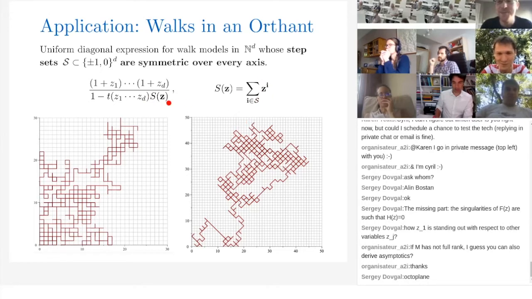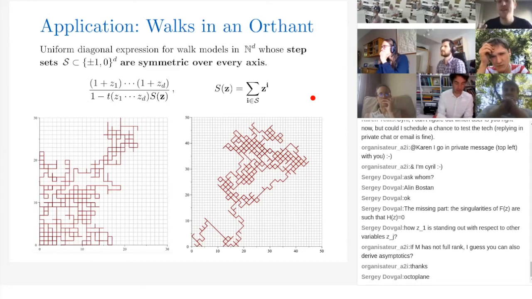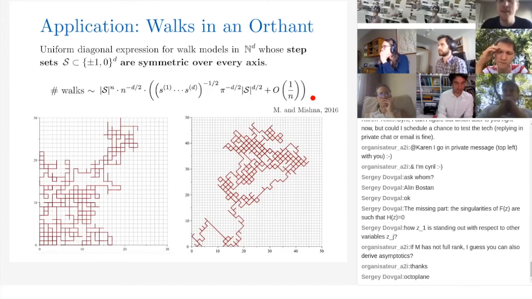where this S here, the octoplane is not an orthant. This set of steps S is the sum of monomials whose exponents are the steps you're allowed to take. And so from this uniform diagonal expression, you can actually verify that the hypotheses of the condition I put before are satisfied. The only thing you can't verify right now is this matrix M, because I didn't give you the formula right now, but if I gave you the formula, you could easily verify it.